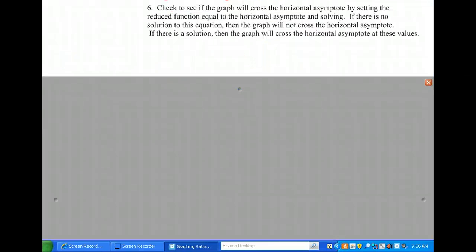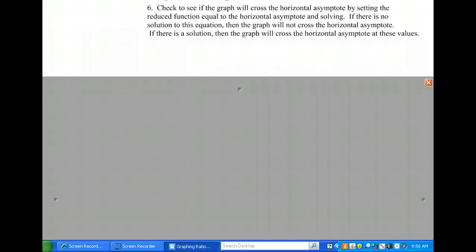It turns out that a graph can actually cross the horizontal asymptote at certain points, and so we need to check if that will happen. In order to check to see if the graph will cross the horizontal asymptote, we have to set the reduced function equal to the horizontal asymptote and solve. And let's do that, and then we'll explain the rest.